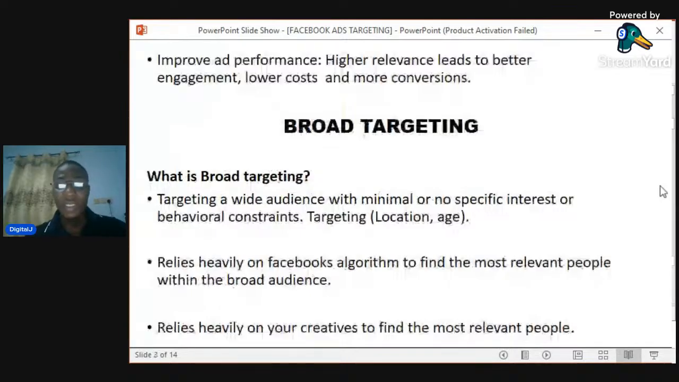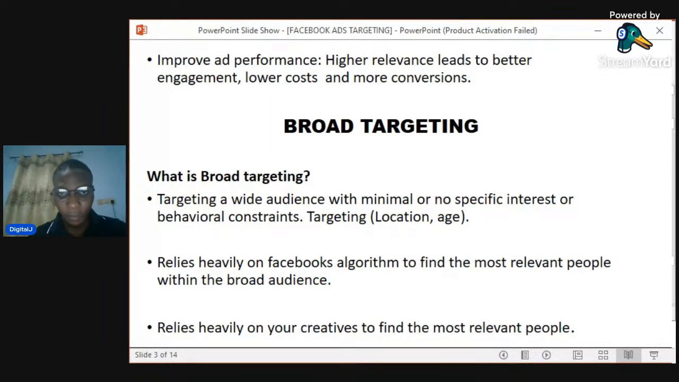Another importance is that it also improves ad performance, meaning higher relevance leads to better engagement, lower costs, and more conversions. So when people that are interested in your product or your services see your ads, they are going to engage with your ads, which can in turn lead to lower costs and more conversions. So that is why it is important to understand targeting.